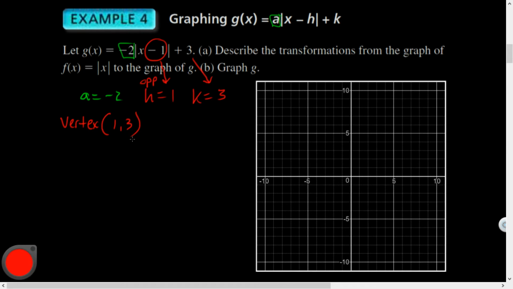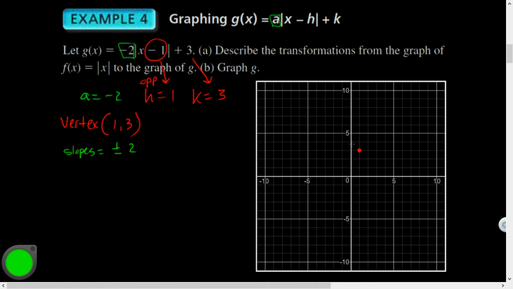So let's plot the vertex first. We begin at the vertex. So 1, 3, I think, right? So over 1, up 3. There's my new vertex. And I'm going to move by my slopes. So my slopes are going to equal plus or minus the a value. Plus or minus 2, I'll call that.